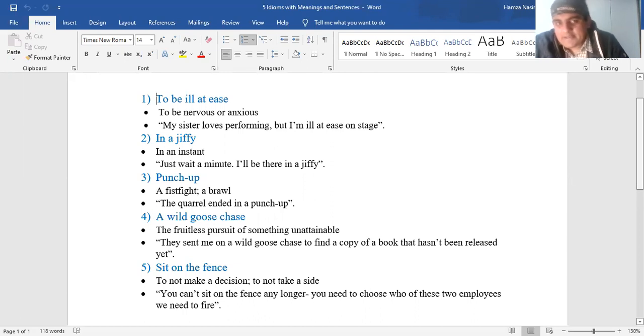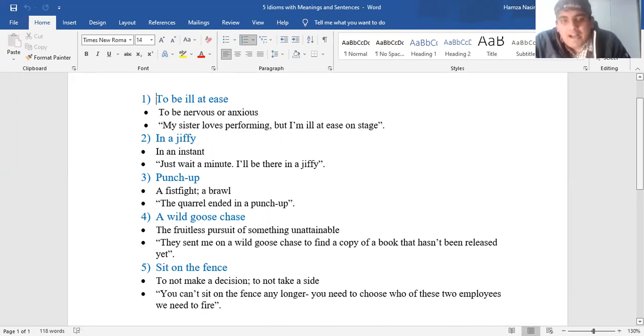The second idiom is in a jiffy. In a jiffy means immediately, instantaneously, in an instant. So a sentence could be, just wait a minute, I'll be there in a jiffy, right?